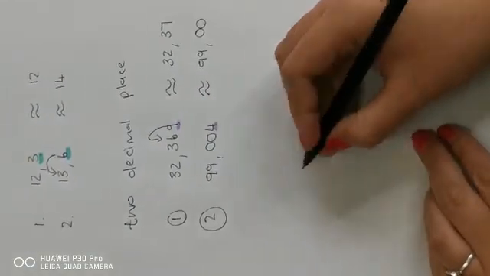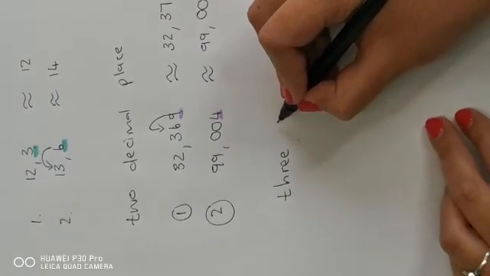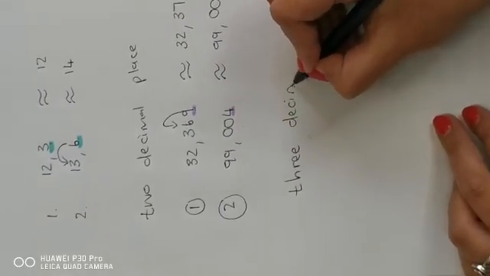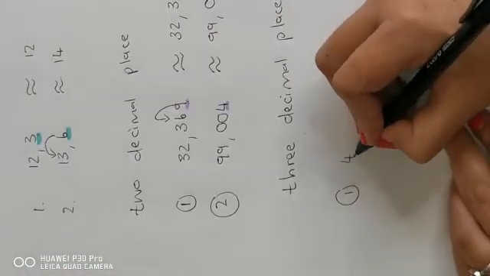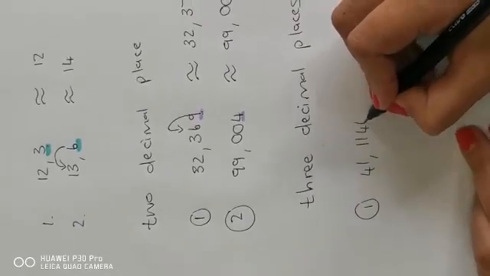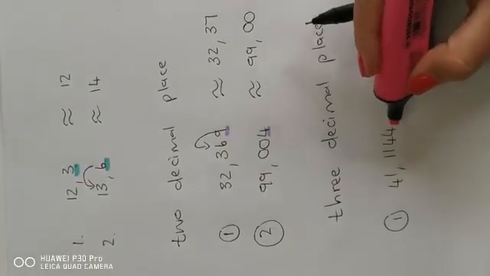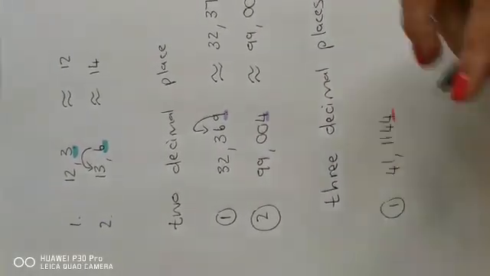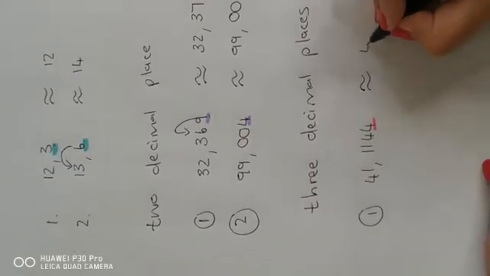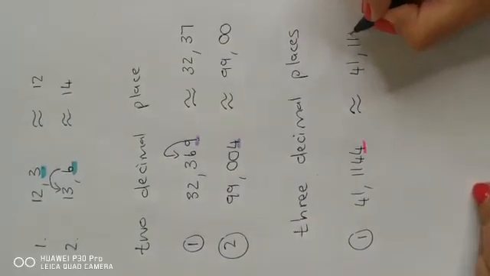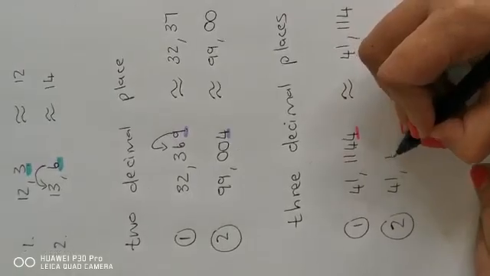The last one we're going to do is round off a decimal fraction to 3 decimal places. The first one we're going to do is 41,1144. If we look at this one, and we have to round this one off, we're going to look at the fourth one after the comma. We can see that this number is less than a 5, so it's not going to have an impact on that number. So it's going to be 41,114.